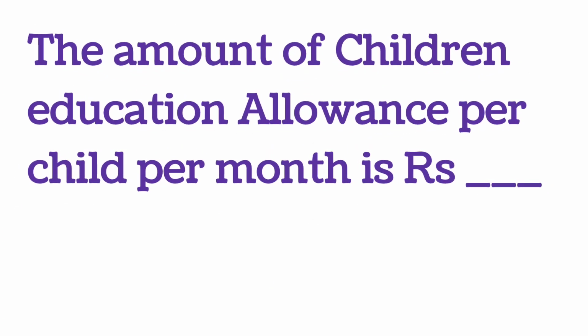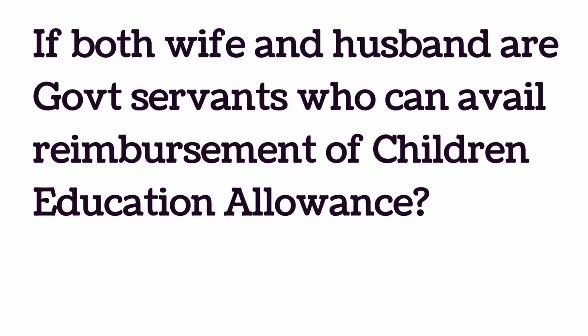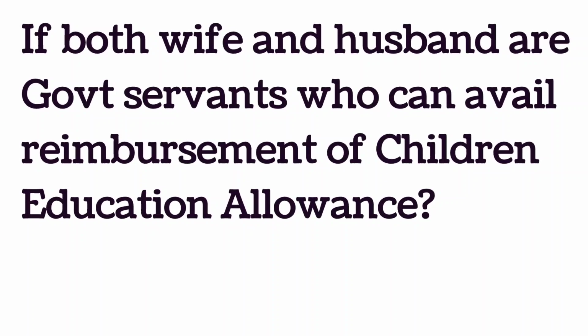The amount of children education allowance per child per month is rupees dash. The amount of CEA, children education allowance per child per month is rupees 2250 per month. Please note, per month, 2250.